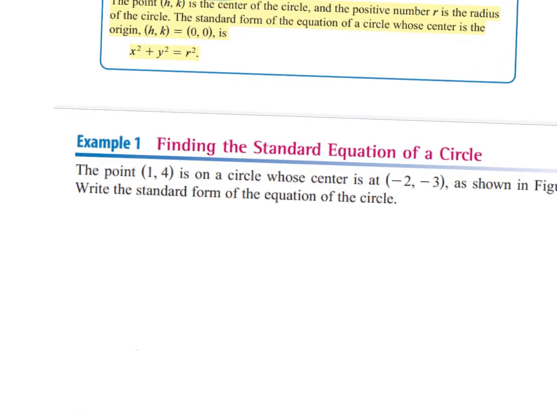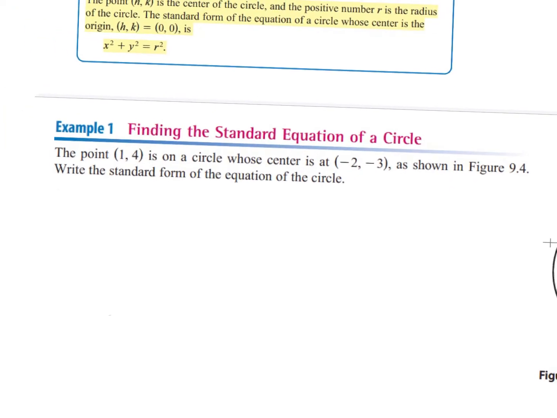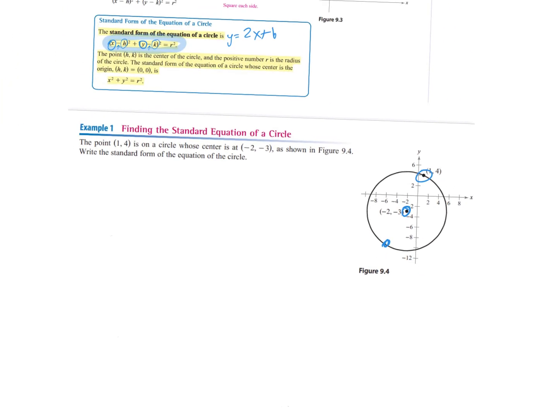All right, let's go through these examples. All right, finding the standard equation of a circle. All right, here is the circle. They give you a picture. A lot of times they're not going to give you a picture. So if they don't give you a picture, what should you do? Draw one. Because you have to understand the information that they're giving you. Sometimes you'll be given the center and a point on the circle. Sometimes they'll give you 2 points on the circle. So you have to find a little bit more information. We'll talk about that in a second.